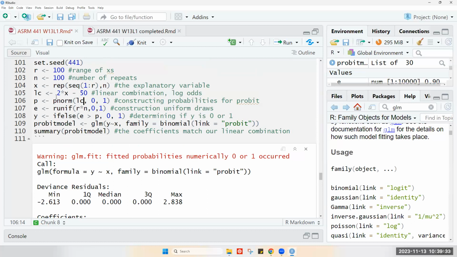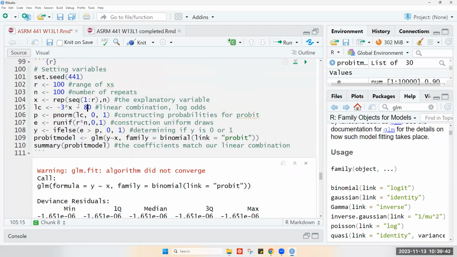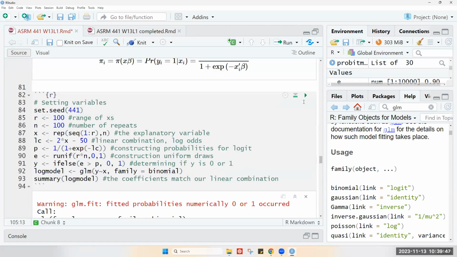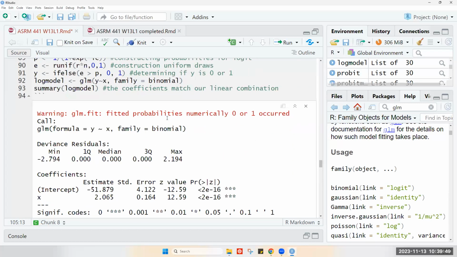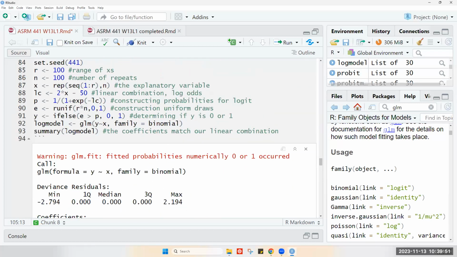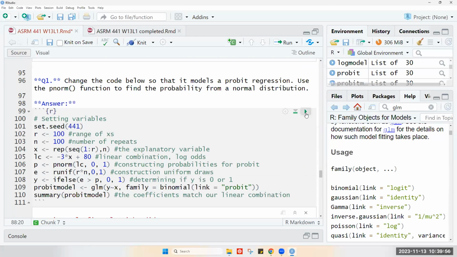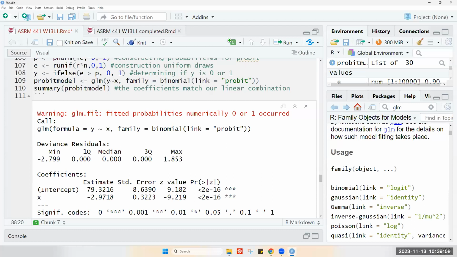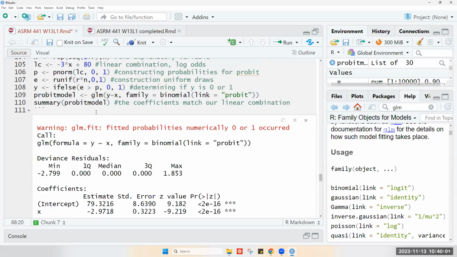Just to demonstrate that this does work, let's use a negative 3 here, and let's make this 80 here. Rerun it, and oh, well, actually, I want to make this plus 80. Oops. Oh, whoops. I'm going to do this. And we'll see that if you do change these parameters, it does flow through into the GLM formula.